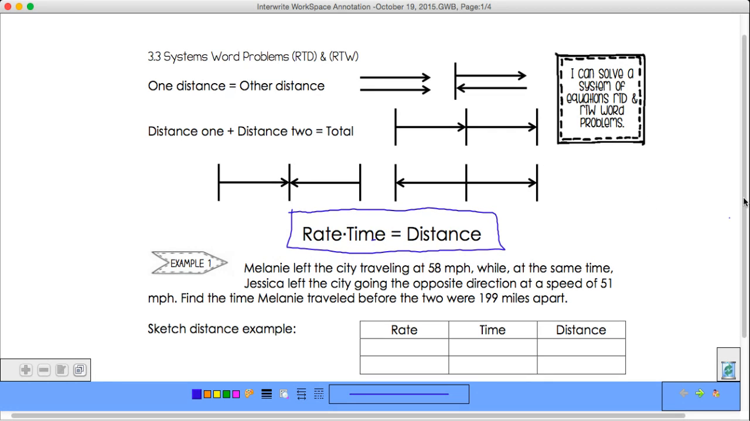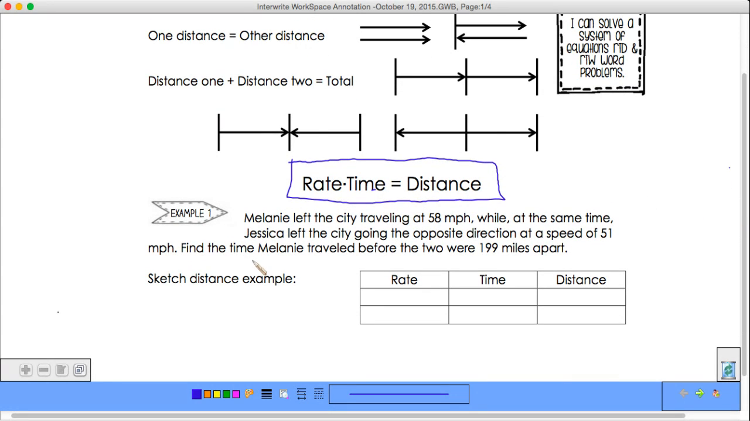Let's look at this first example. Melanie left the city traveling at 58 miles per hour. So I'm going to put M here. She's going 58 miles per hour. At the same time, Jessica left the city going in the opposite direction, 51 miles per hour. Find the time they traveled before the two were 199 miles apart.